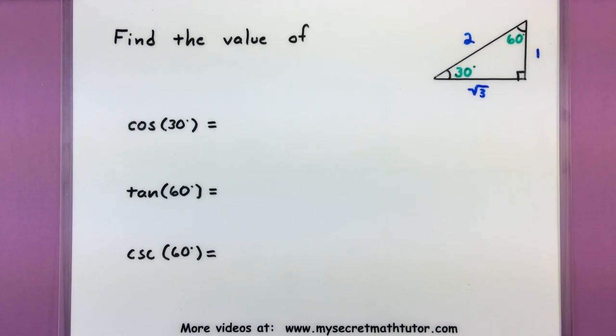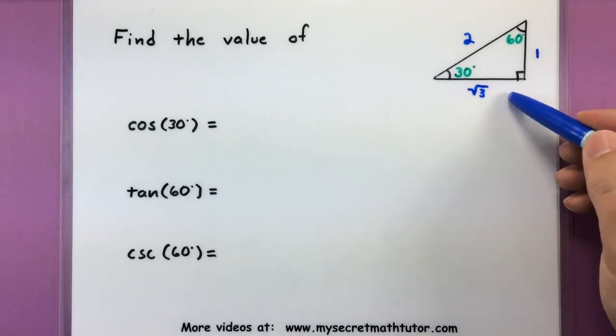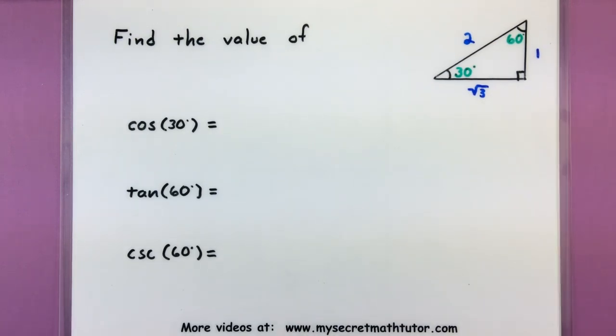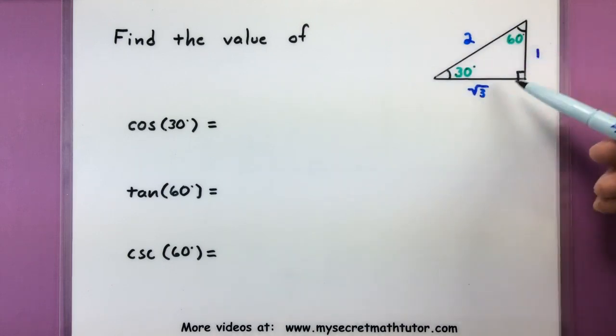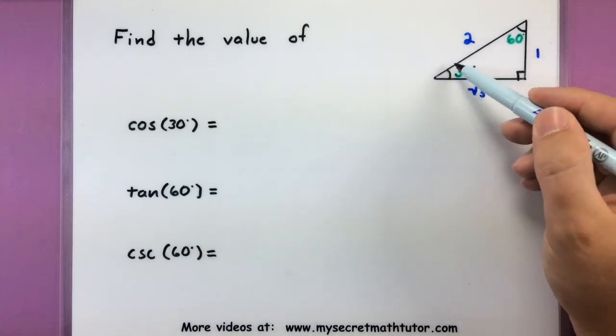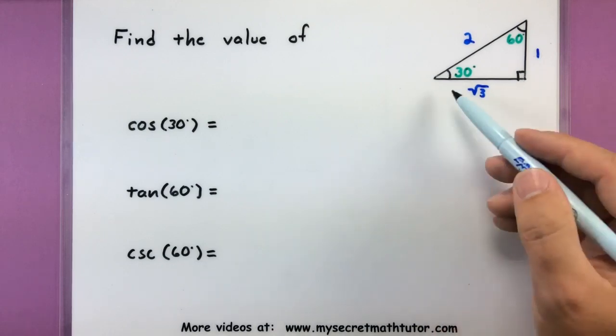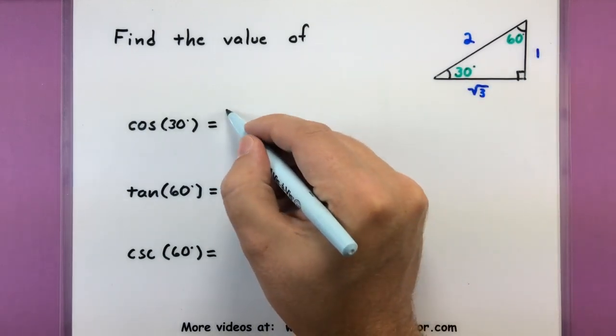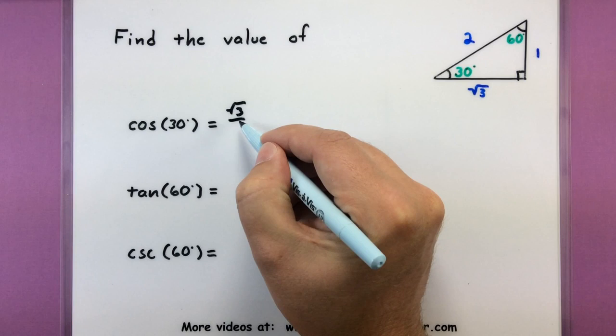We'll start off with trying to find cosine of 30, tangent of 60, and cosecant of 60 degrees. And for this, you're going to want to think of that 30, 60, 90 triangle working in the background. So for cosine of an angle, we want to think of the adjacent side over the hypotenuse. When we're thinking about that 30, 60, 90, and I'm talking about that 30 degrees, I have my adjacent side over the hypotenuse. So this becomes the square root of 3 all over 2.